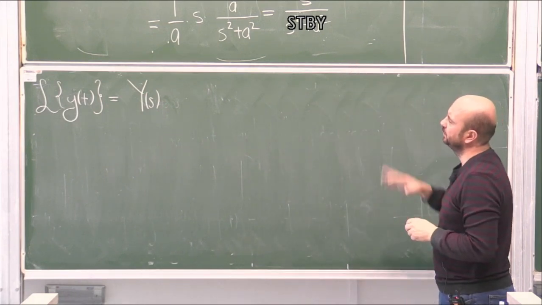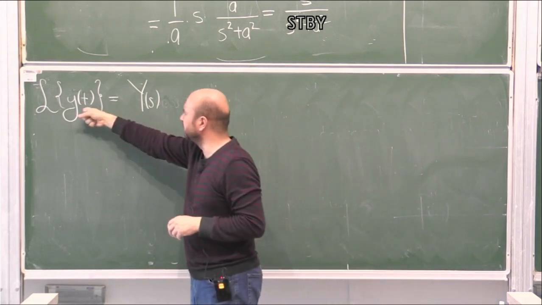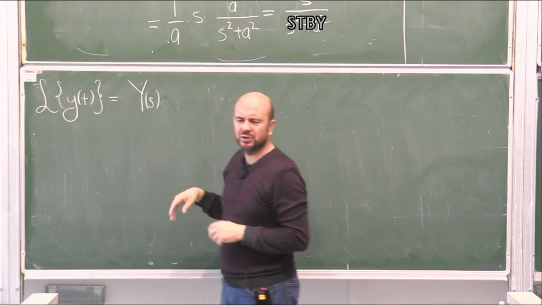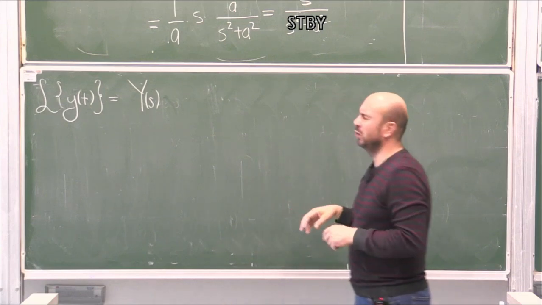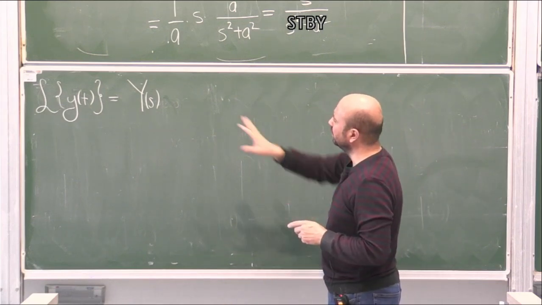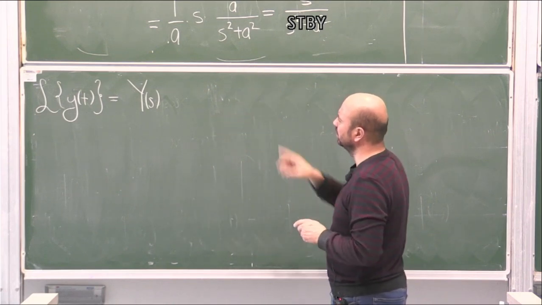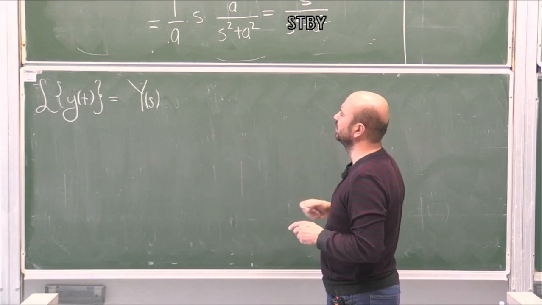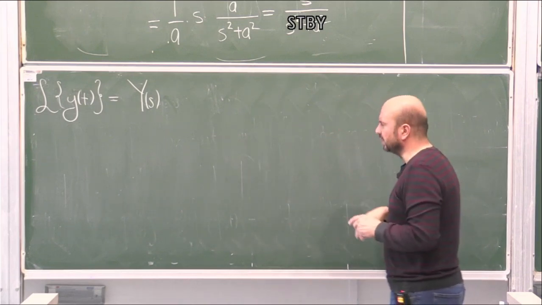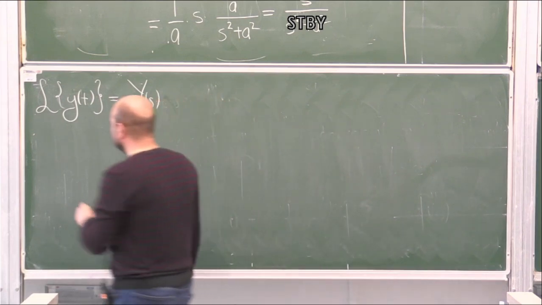Also, in our derivatives we never write t inside, but we know that they are functions of t or functions of x, depending on the problem. So here we are using t as our variable, so I will fix this. So Laplace of y is the capital Y with variable s. Now let's do an example.